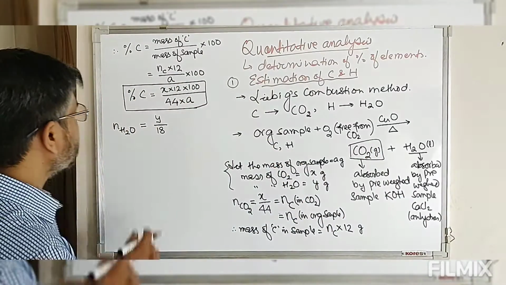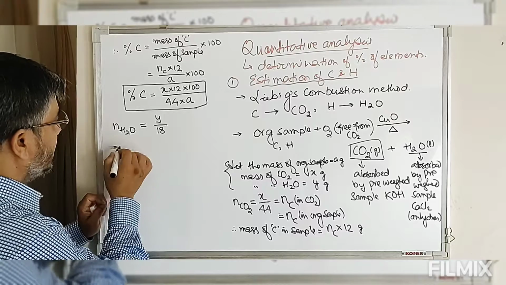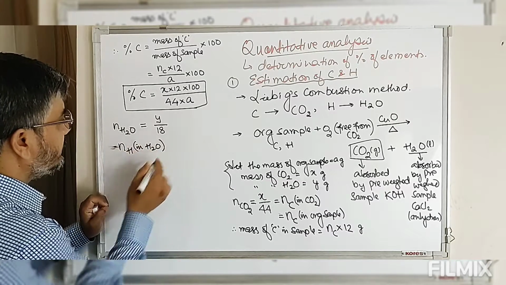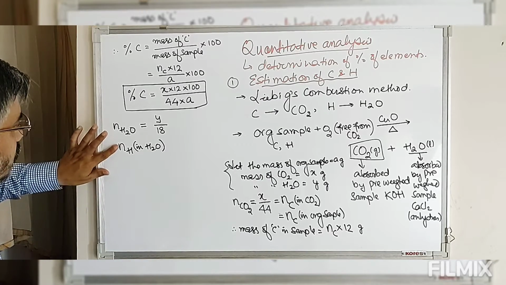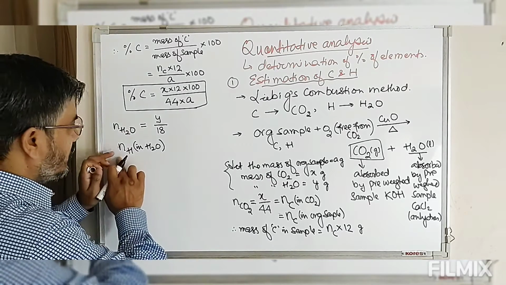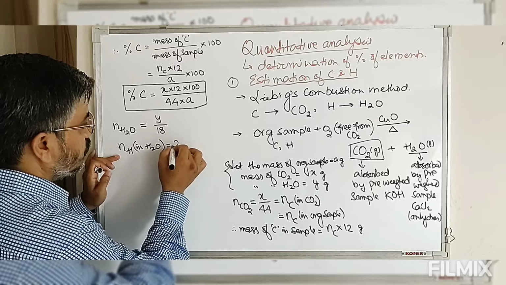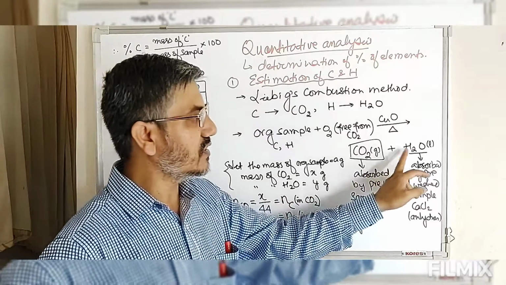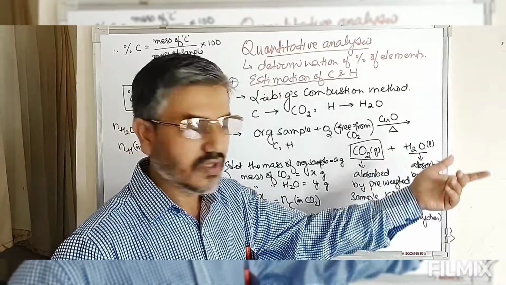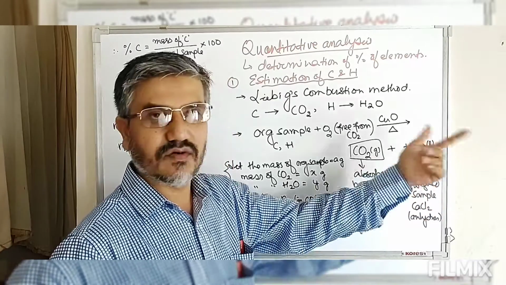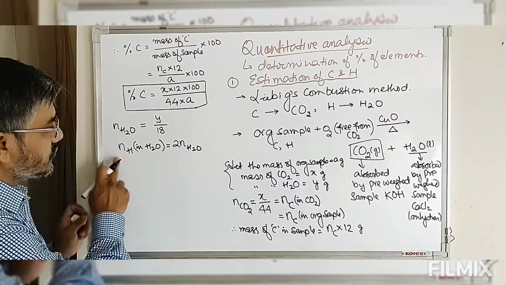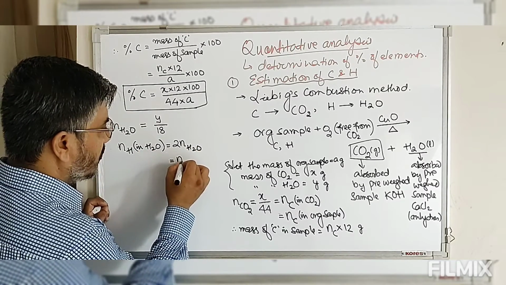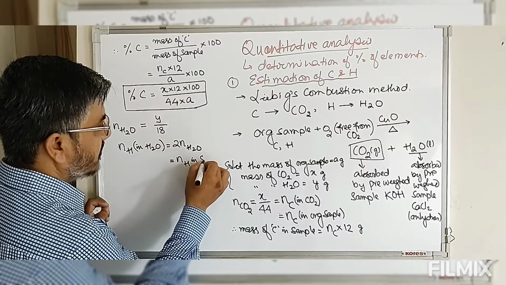So therefore, that is the number of moles of hydrogen in water, because one formula unit contains 2 hydrogen. So the number of moles of hydrogen in water is equal to 2 times the number of moles of water. The reason being, each formula unit of water contains 2 hydrogen atoms, so 2 moles will contain 4. So the number of moles of hydrogen is equal to 2 times the number of moles of water. This is equal to the number of moles of hydrogen in the sample.